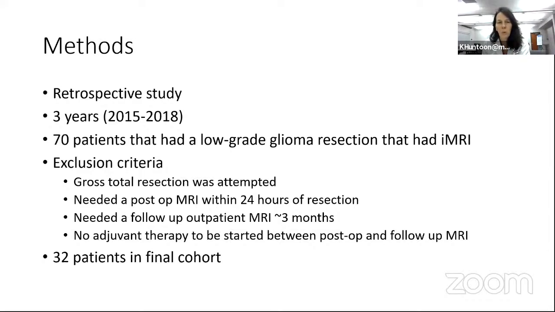To ensure that what we were comparing was truly apples to apples, we wanted all the patients to be undergoing a gross total resection, or at least that was what was attempted. Like I mentioned earlier, we wanted our post-op MRIs within 24 hours, because some of the blood products and scarring that can happen after 24 hours may alter the imaging. We wanted approximately a post-op outpatient MRI done at 3 months. We also wanted to ensure that none of these individuals had undergone any adjuvant therapy between the post-op MRI and the follow-up MRI. Once we had those exclusion criteria, we were left with 32 patients in our cohort.